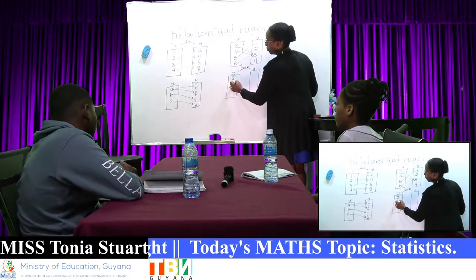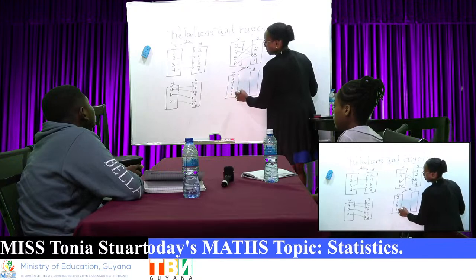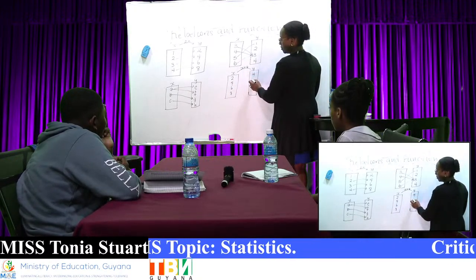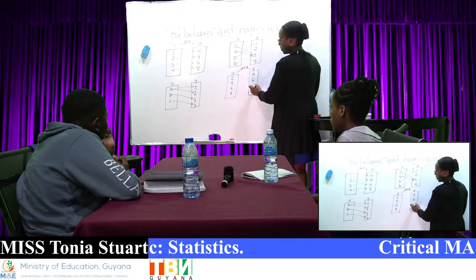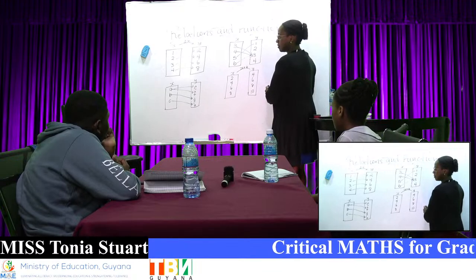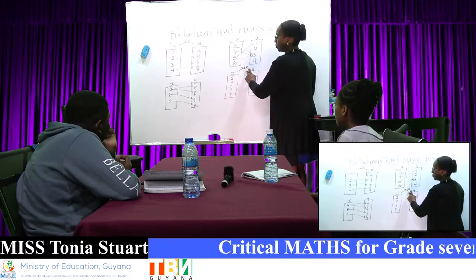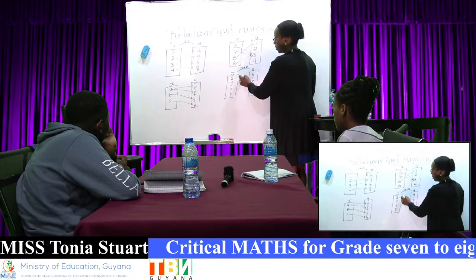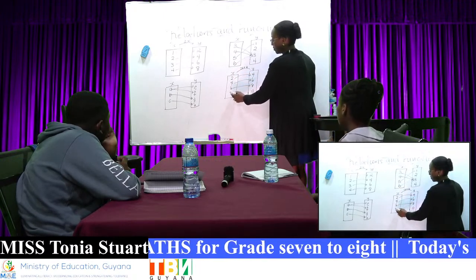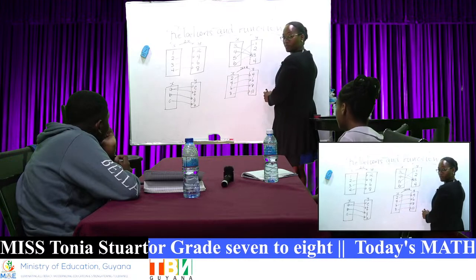2, 4, 6, 8. Answer: 4, 4, 6, 6, 8, 8, 10. How did we get that? I added 2. We add 2 to all the x values. What did it create? A 1 to 1. A 1 to 1.